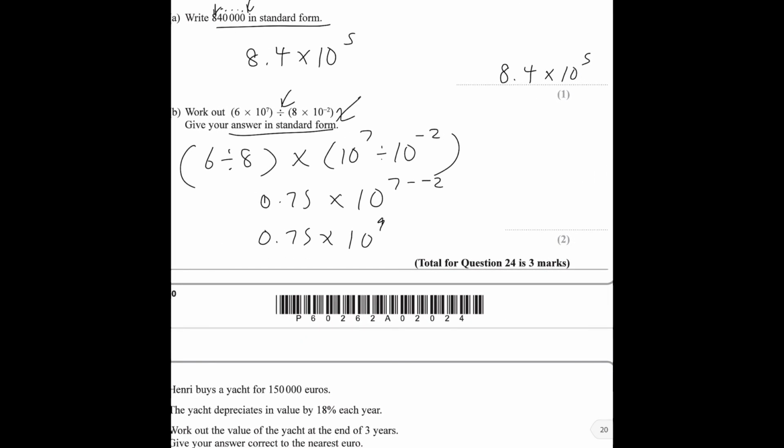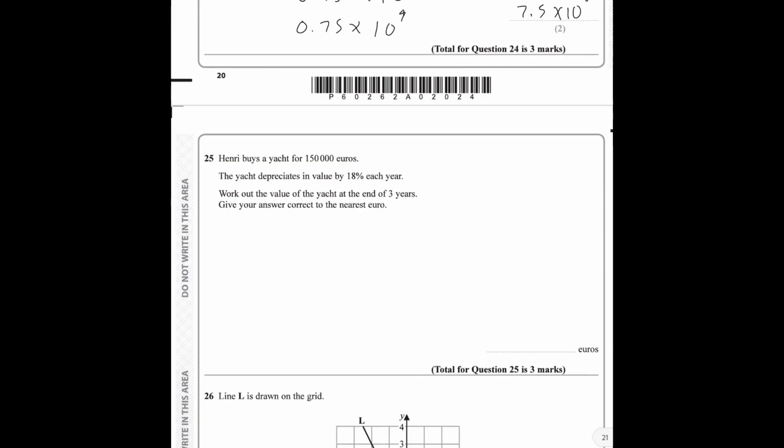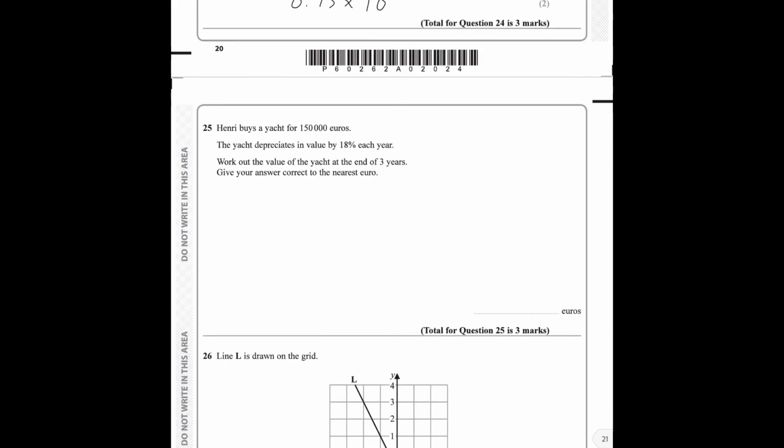Since we know that this is the answer, we have to convert to standard form. So you have 7.5 times 10 to the power of 8, decreased by 1, since you're moving the decimal place to the right. If you're moving it to the right, then you have to decrease the power by 1. So 7.5 times 10 to the power of 8.